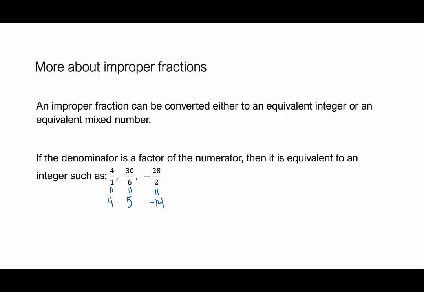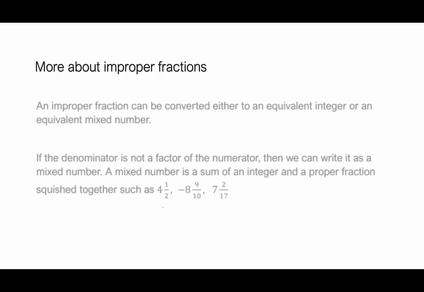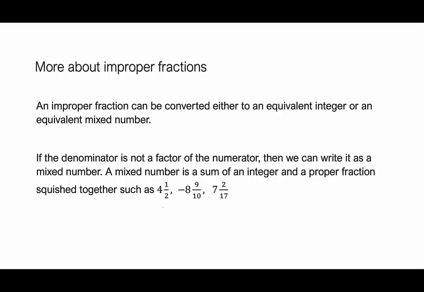So these would be improper fractions that actually are equivalent to integers. We would just write the integer and we would be done. But what we want to focus on now is when we can write them as a mixed number. So if the denominator is not a factor of the numerator, then we can write it as a mixed number.